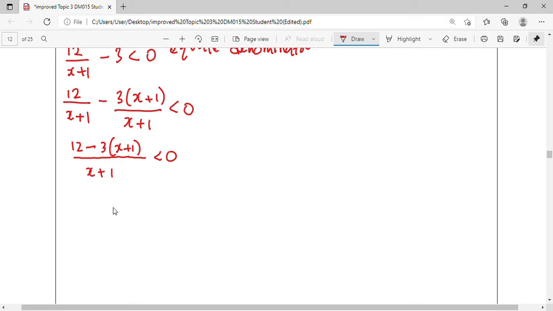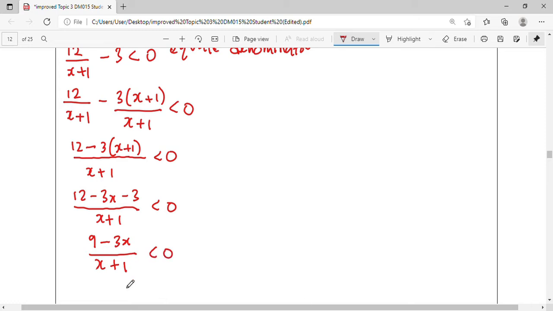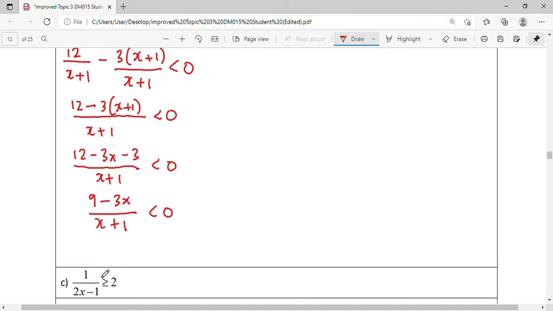So simplify. 12 minus 3 times x, you will get minus 3x. Minus 3 times 1, you will get minus 3. So over x plus 1 less than 0. So you simplify, you will get 9 minus 3x over x plus 1 less than 0. Okay, so this is in the form of factors. The above one is a factor because it's linear. So the above one is also in the form of factors because linear. Alright, so then what should you do?